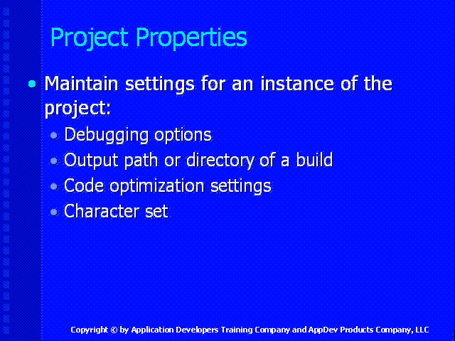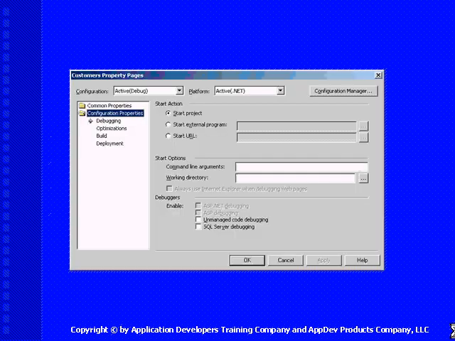There are other properties that we can set for this project. For example, some debugging options, an output path or directory for our build, some code optimization settings, and the character set that we're going to be using. Here's what those settings look like. So as we look in here, when we run this project within the IDE, we just want to start the project. Or we could start an external program. There's some other options we can use here. If our project will respond to some command line arguments, we could specify those here.